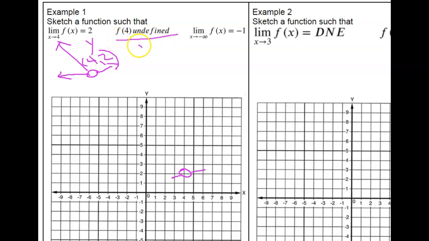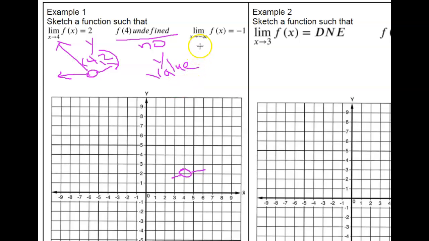Our second criteria says f of 4 is undefined. So what that means is that there's no y value when x equals 4. And if we leave that as an open circle like I've drawn, then that would be undefined. Okay, so that means we can't have a point on it.